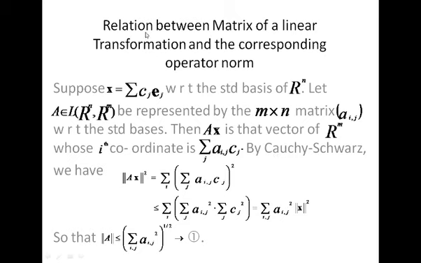Now I want to explore the relation between matrix of a linear transformation and the corresponding operator norm. Remember what is operator norm? Operator norm of A belongs to L of Rn, Rm is norm of A equal to supremum of norm of A of x, such that x varies in Rn, norm x is less than or equal to 1. And we have a famous inequality which we'll be often using. What is that inequality? Norm of A of x less than or equal to norm A times norm x for all x in Rn.